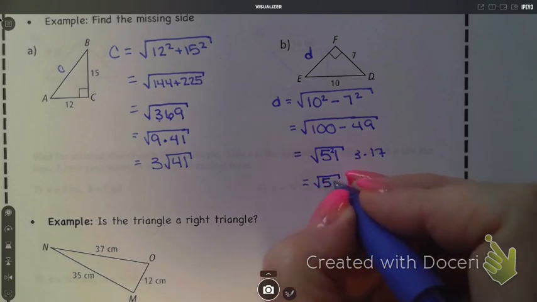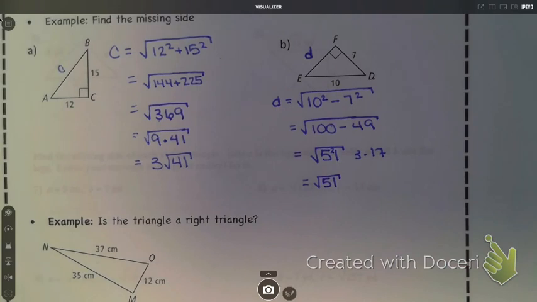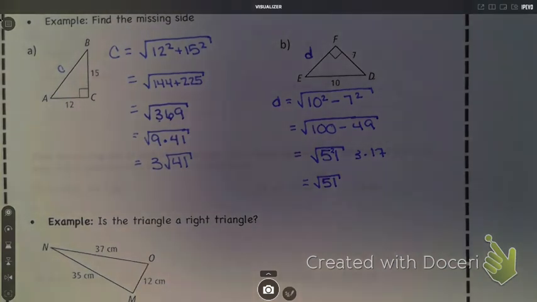Now, I have a question for you. Square root of 51 is a decimal, right? Some number. What two whole numbers is the square root of 51 between? What are the perfect squares that are smaller than 51 and bigger than 51?